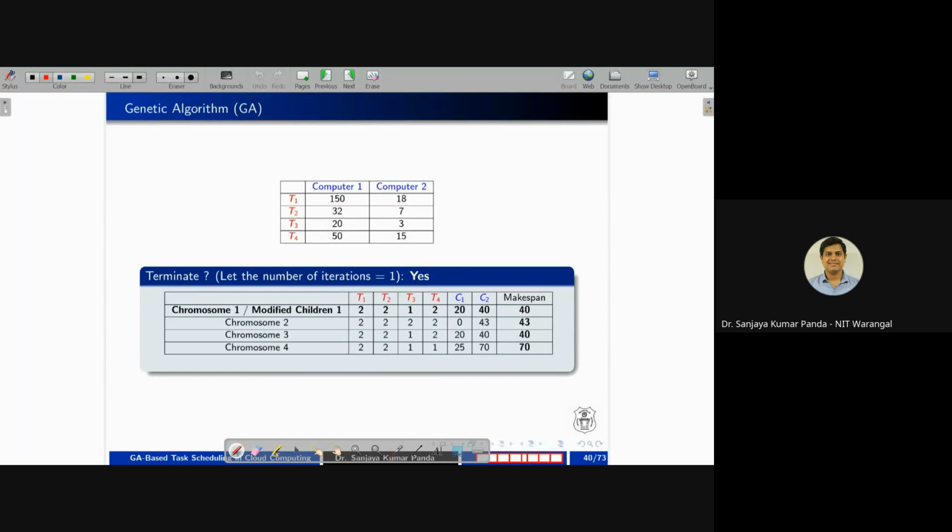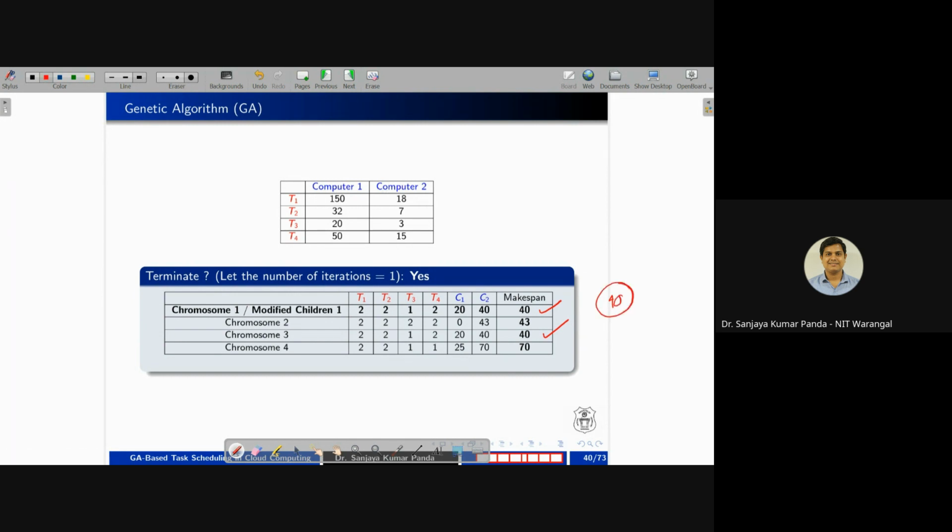Now I am checking whether the termination condition is satisfied or not. As I said earlier, I am taking the number of iterations equal to 1. So the termination condition is now satisfied, and I have to stop here. Once I stop here, I'll check which makespan is better, right? Out of these populations, chromosome 1 and chromosome 3 are providing the same result. So I conclude that the solution that is going to be returned is 40.